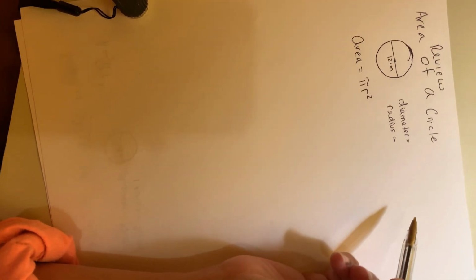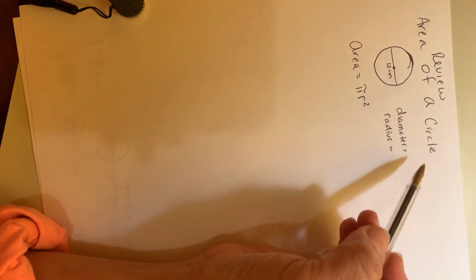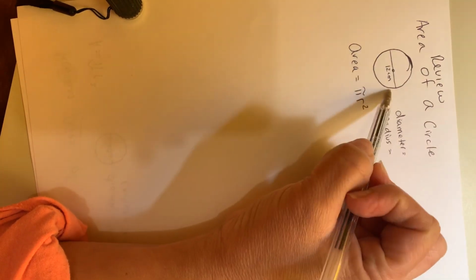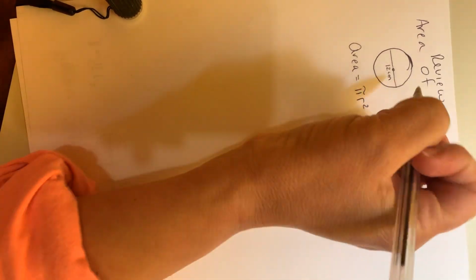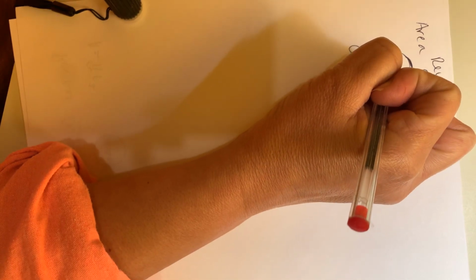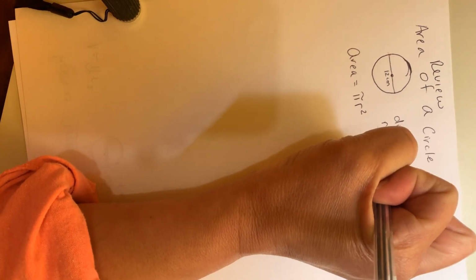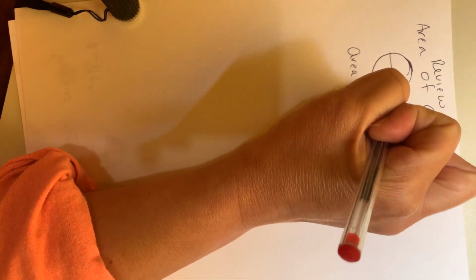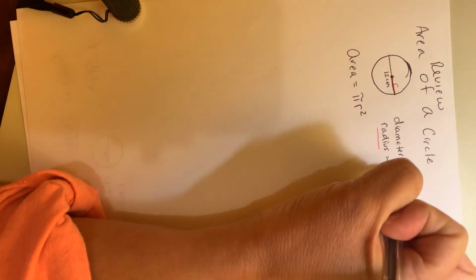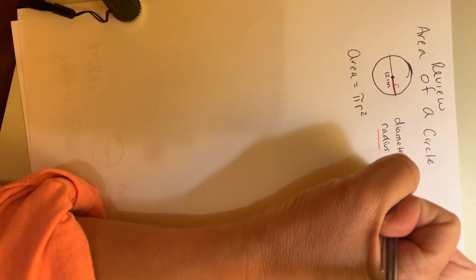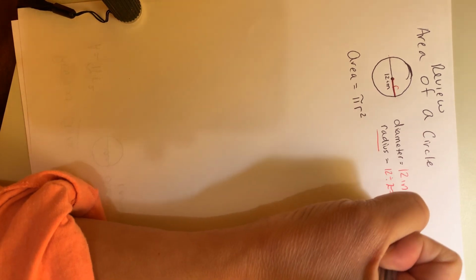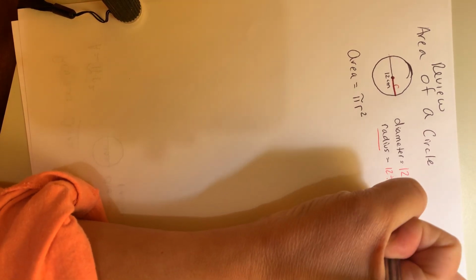Before we do area of a sector, we need to review the area of a circle. First we're going to look at the diameter. The diameter is the chord that passes through the center. This is the diameter, that's 12 inches. The radius is half the diameter, so this part here is my radius, half of 12, which is 12 divided by 2, which equals 6 inches. So my radius is 6 inches.